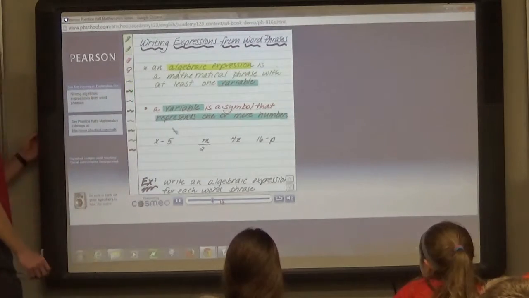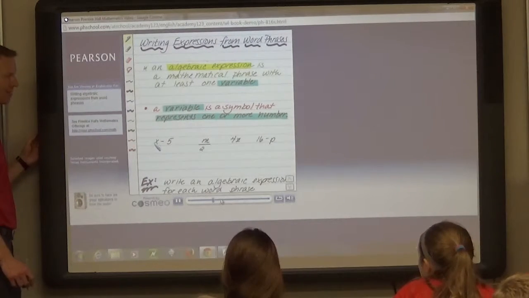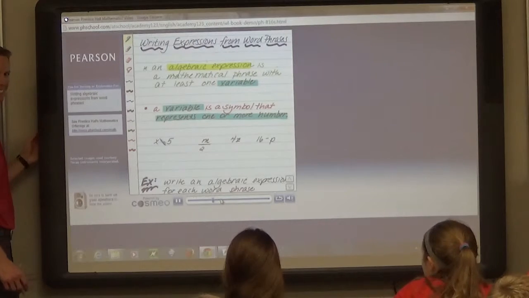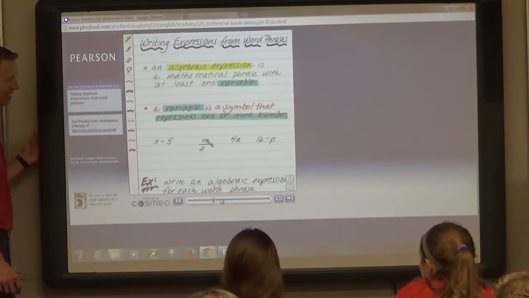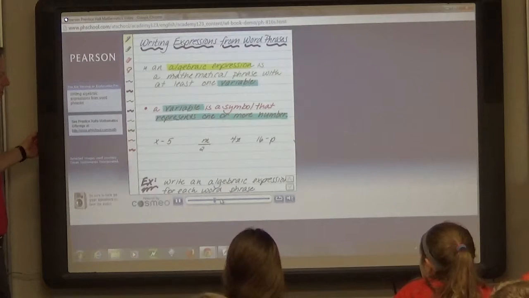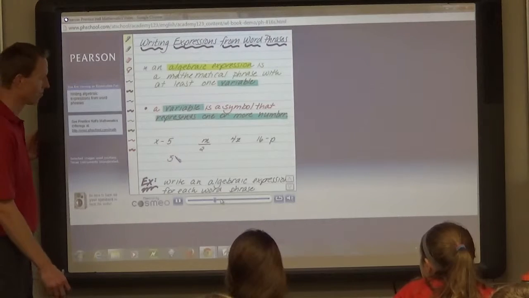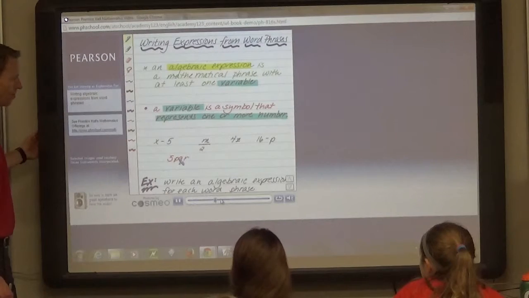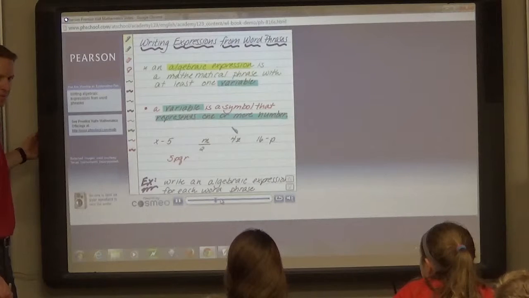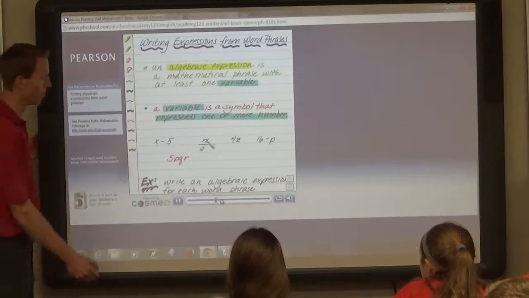These are some examples of algebraic expressions. X minus 5. So we've got a mathematical phrase involving a variable x. M divided by 2. So again, we've got some math and a variable. 4z, so 4 times z. And 16 minus p. Now as I said, you can have more than one variable. So you could even have an expression like 5pqr. So 5 times p times q times r. So these are different examples of algebraic expressions.